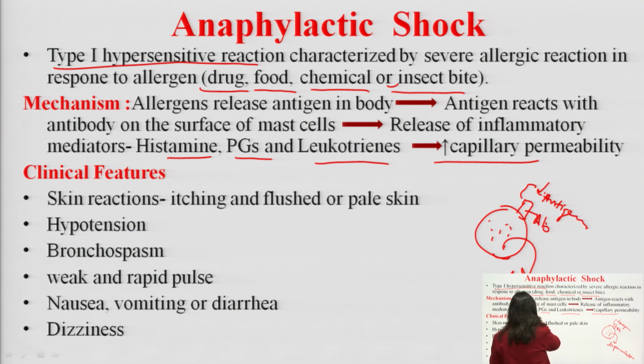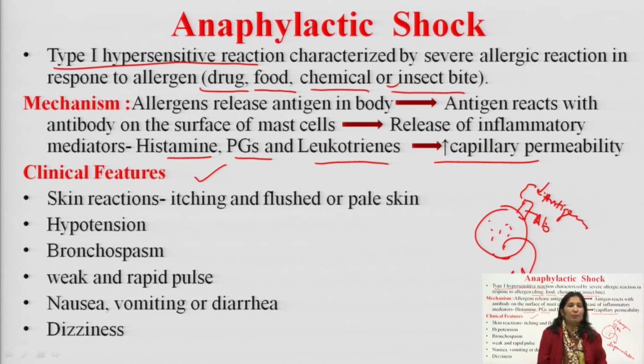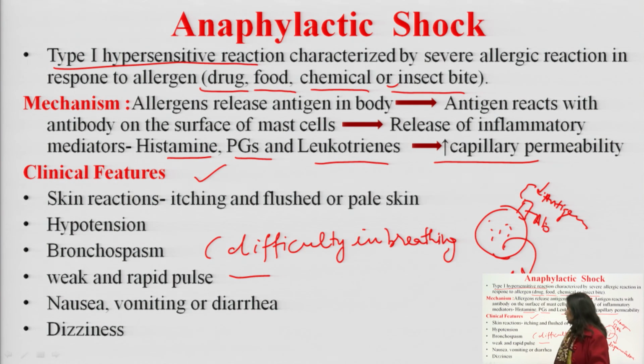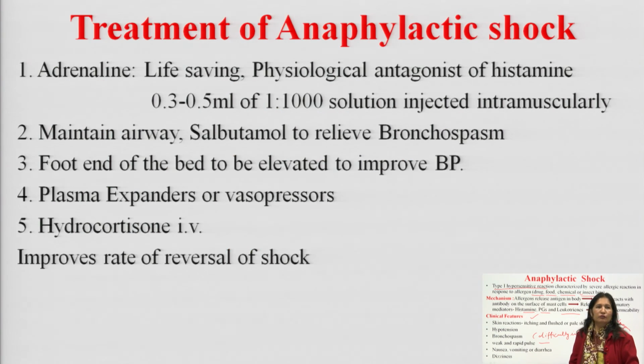So, what are the clinical features? They cause skin reaction, itching, flushed or pale skin, redness, hypotension, that is decrease in the blood pressure, bronchospasm, that is constriction of the bronchioles, bronchoconstriction, that will result in difficulty in breathing. And also there will be weak and rapid pulse, nausea, vomiting, diarrhea, dizziness and confusion.